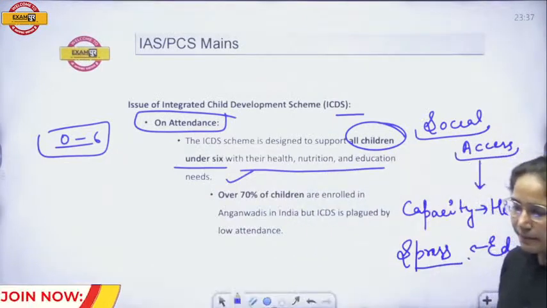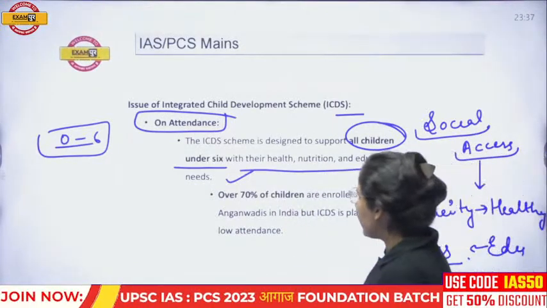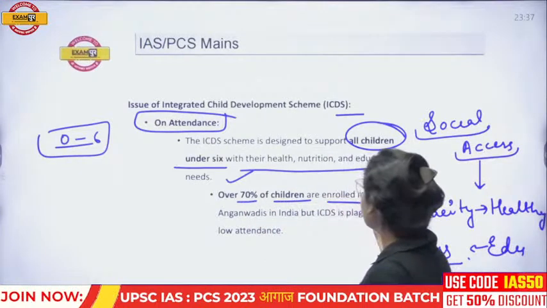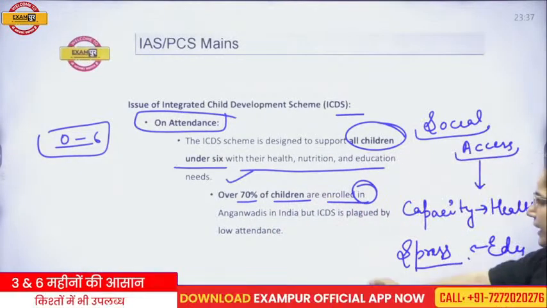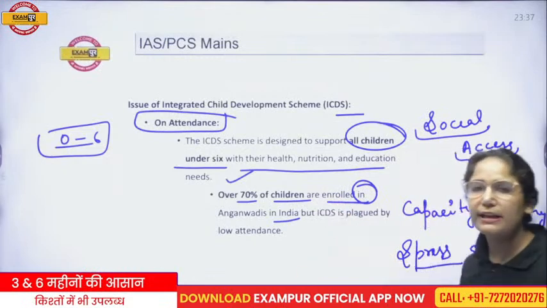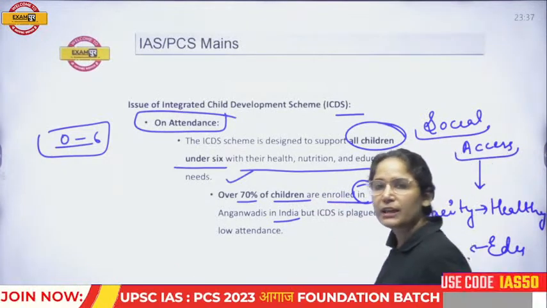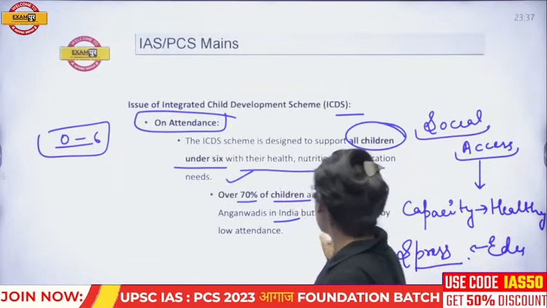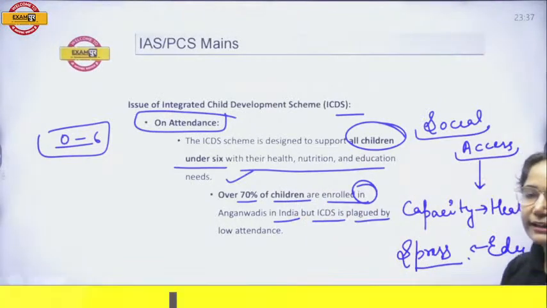Next, how much coverage is there? Around 70% of children are enrolled in the Anganwadi in India. Approximately 70%. ICDS is plagued by low attendance.